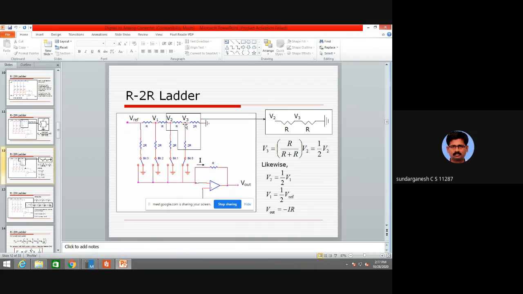Now we have to find the voltage. V3 is equal to R by 2R plus R into V2. That is R by R plus R into V2, which is equal to 1 by 2 V2. So V3 is equal to 1 by 2 V2, V2 is equal to 1 by 2 V1, and V1 is equal to 1 by 2 V reference.